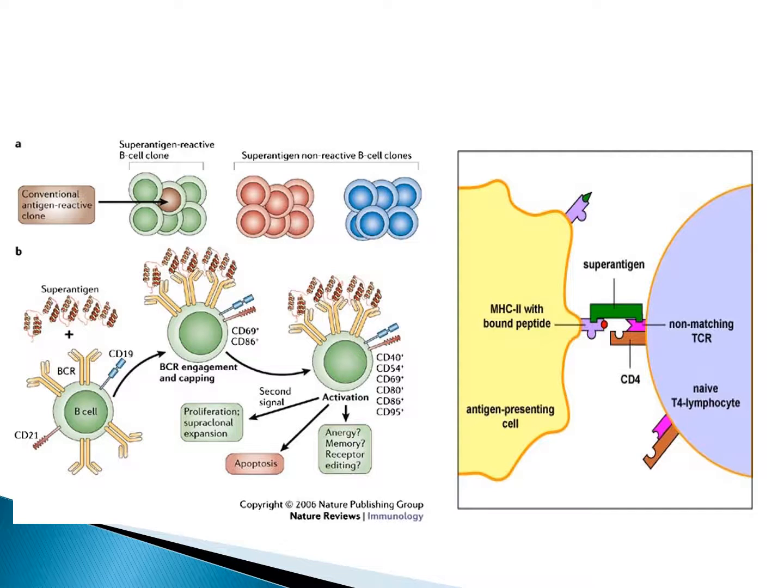So here's a better illustration of the superantigen response. This is the conventional antigen response, where you get a specific reactive B cell that forms. Here you have non-specific reactive B cells. Basically these have no idea what's going on, what they should be forming and responding to. All they know is that they're all here and they feel like they should do something.